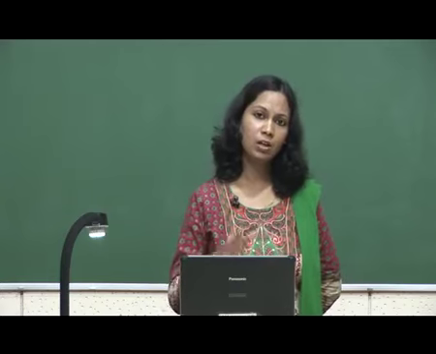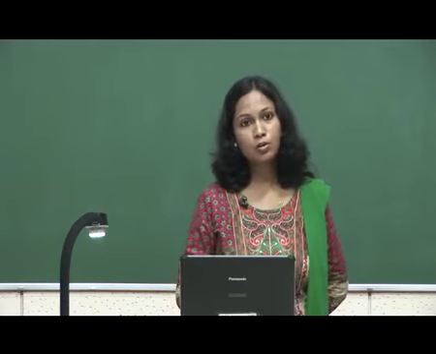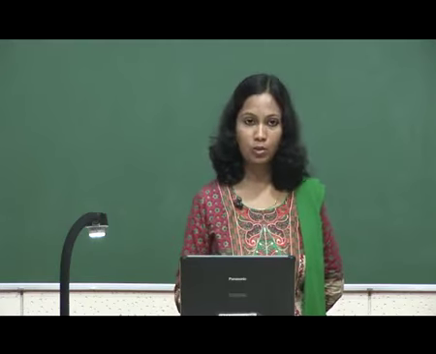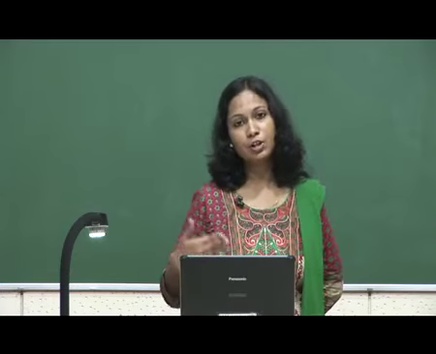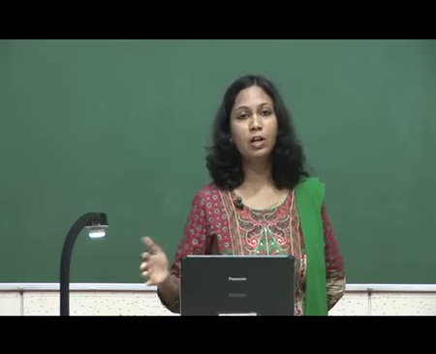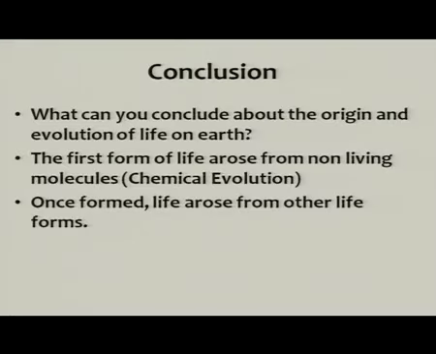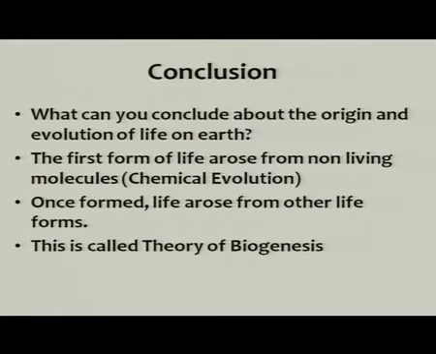So, once the chemical evolution took place, the condition on earth also changed, and after the chemical evolution of macromolecules took place, the first cell came, and after that all life has arisen from pre-existing life forms. I hope this is clear till now. So, this theory is known as the theory of biogenesis. We can sum up by saying that the first life arose from non-living matter, which is chemical evolution, and the life which subsequently arose was from pre-existing life forms. This is the theory of biogenesis.